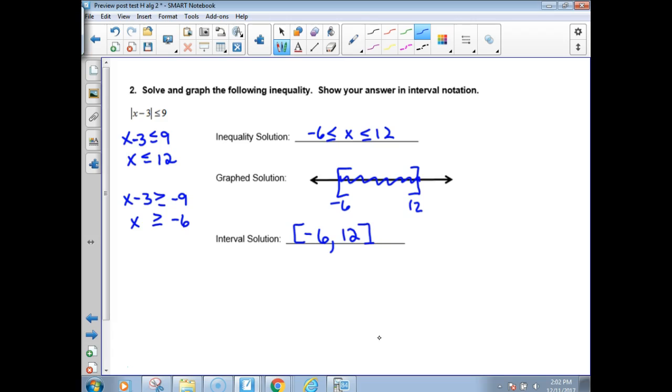If I'm going too fast, let me know. Any questions about number 2?